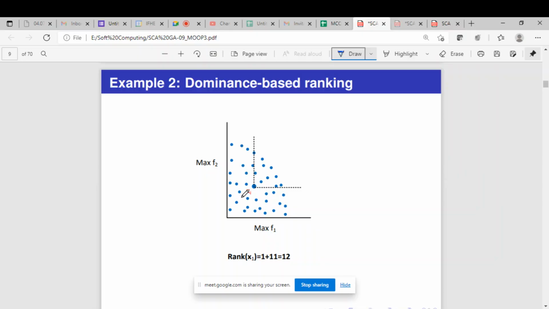So here is a more precise example. This is maximization: F1 we want to maximize, and F2 also we want to maximize. We want to maximize both F1 and F2. Say we want to identify the rank of this individual. Now how will you identify his rank?